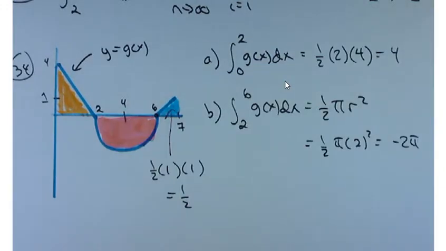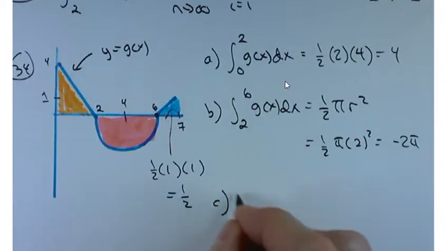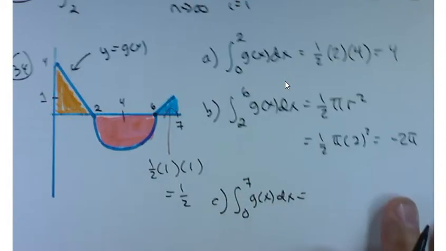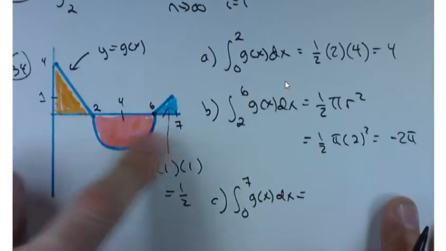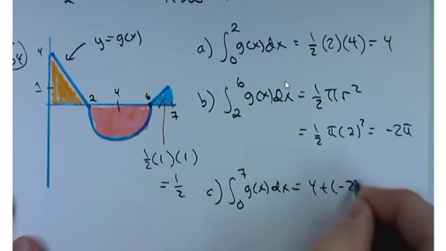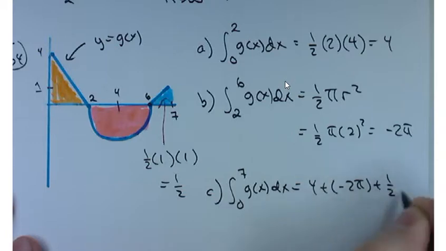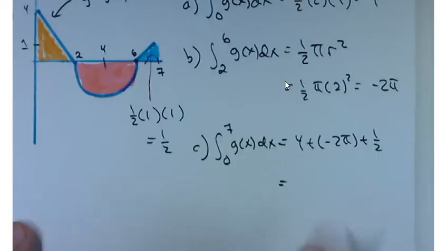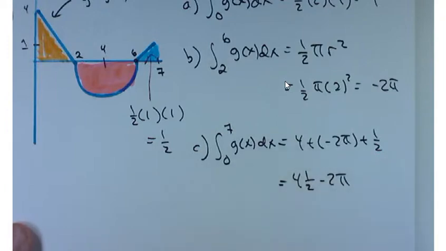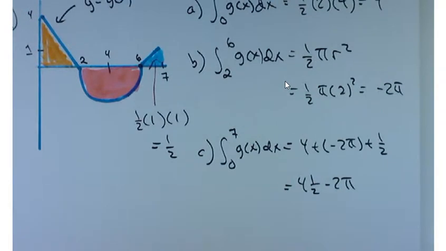So I wanted that little piece in place before I did part C, which is the integral from 0 to 7 of g of x dx. And really it's going to be the sum of all three of these areas, right? It's going to be 4 plus negative 2 pi plus 1/2. So 4.5 minus 2 pi. That's the area there. But these integrals relate to areas between the curve and the x-axis.